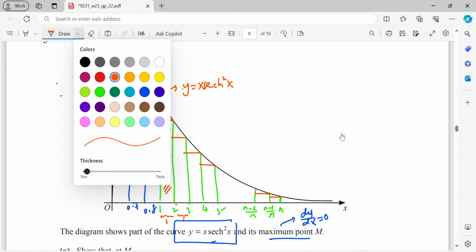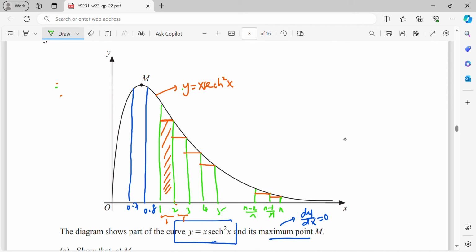Alright, that means when I refer to this line, this height is basically when x equals 2, because I'm referring to the 2. So that is 2 hyperbolic secant squared 2. And then for the next rectangle, which is here, this height is referring to x equals 3. So I'm referring to the second ordinate of each of the bars. That means this is 3 secant squared 3.